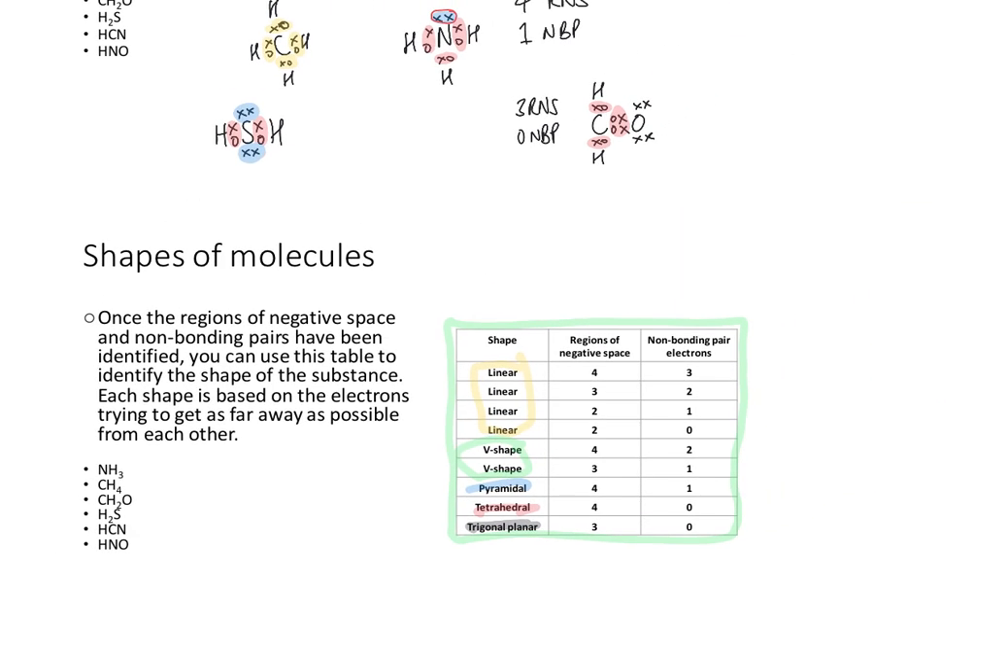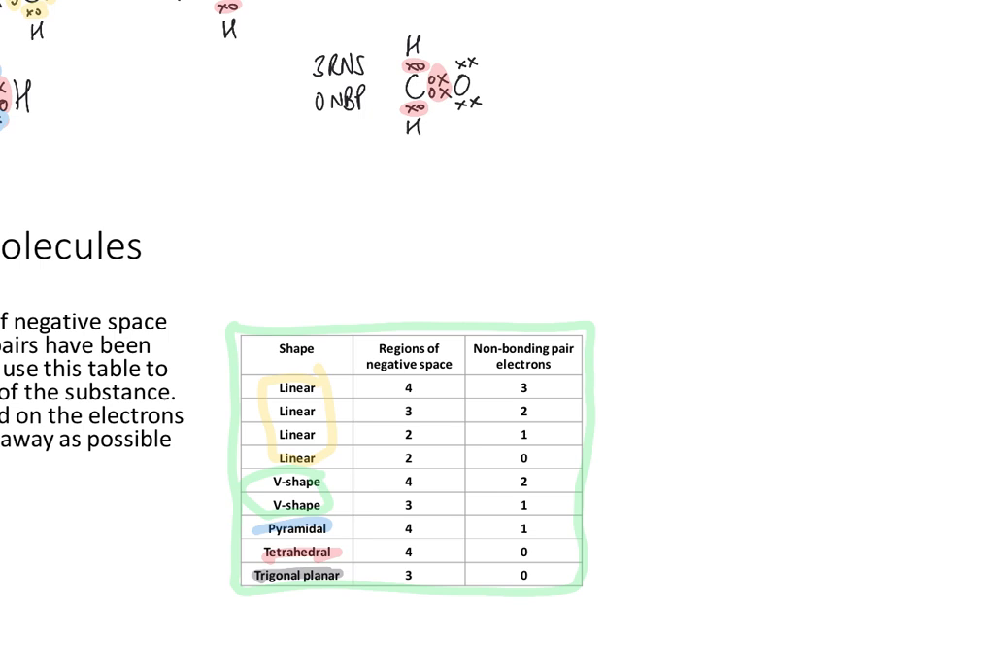If we look at this one here, the CH2O, it has 3 regions of negative space and 0 non-bonding pairs. So 3 regions of negative space, that's this one here, or this one here, or this one here, with 0 non-bonding pairs. That means it's the trigonal planar, and we'll go into class to see what those look like. But effectively, trigonal planar is 3 atoms around the central atom in a flat triangle. So planar means kind of flat, trigonal, triangular. Let's have a look at another one of these.